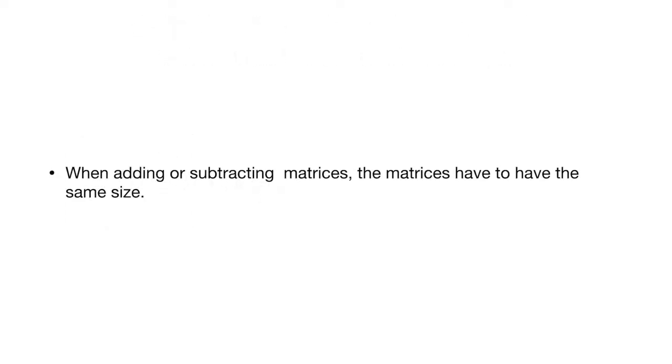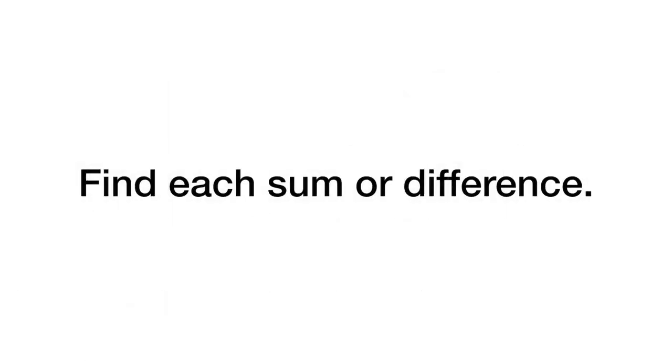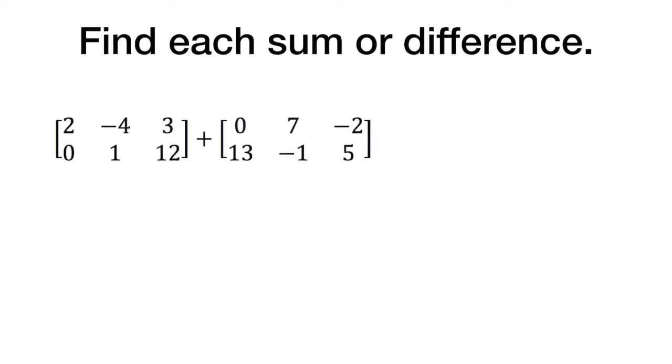Now, when adding or subtracting matrices, the matrices have to be the exact same size, meaning the same number of rows and the same number of columns. So, we are now going to find each sum or difference. Let's start with this. So, what we do is we find the equivalent parts. So 2 will go with 0, -4 with 7, 3 with -2, and so on and so forth.